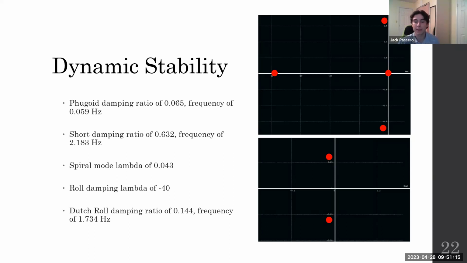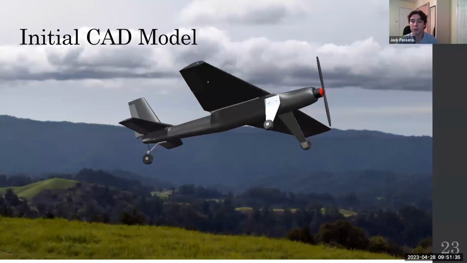It is worth noting that we had a positive spiral mode lambda of 0.043, which shows that the spiral mode diverges, but very slowly, meaning it was easily correctable with pilot maneuvering, as well as a bit of an underdamped Dutch roll, which we'll get into a little bit on our maiden test flight, but was also easily correctable with pilot control. If you move forward, we have an initial CAD model of our plane just to give you an idea of what it looked like in our initial design.